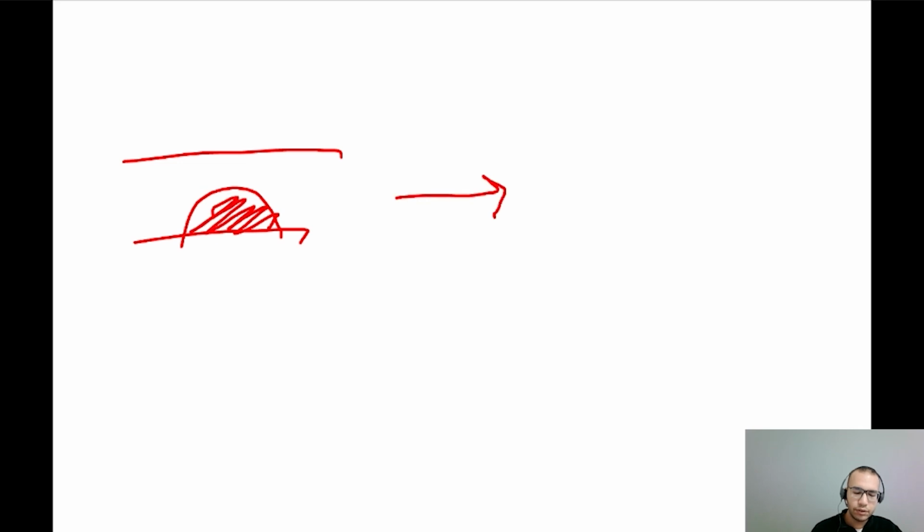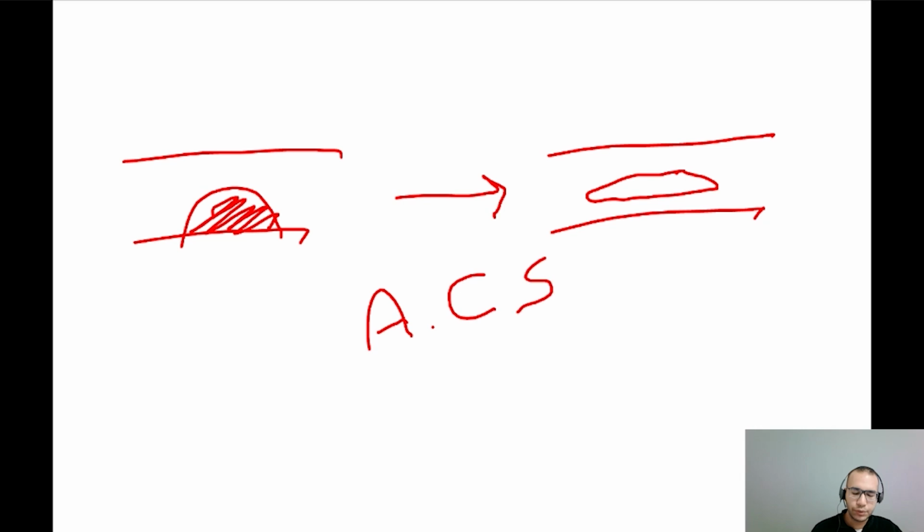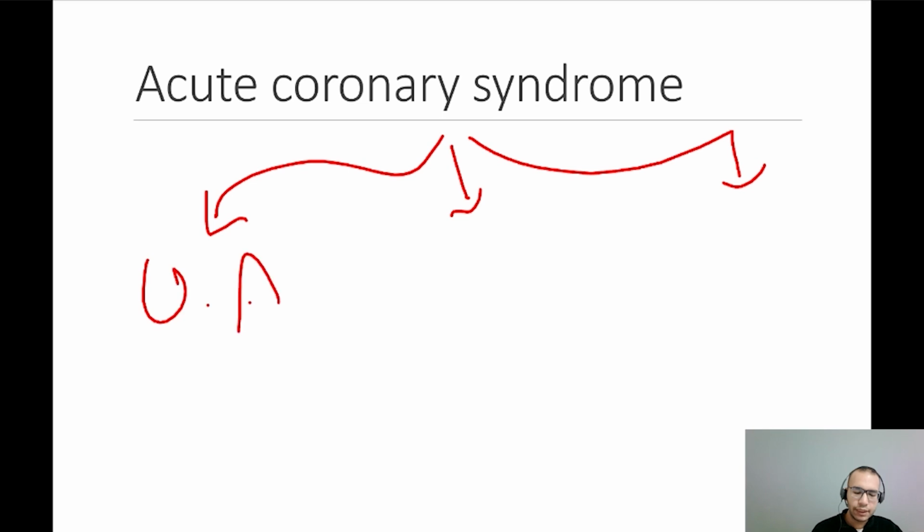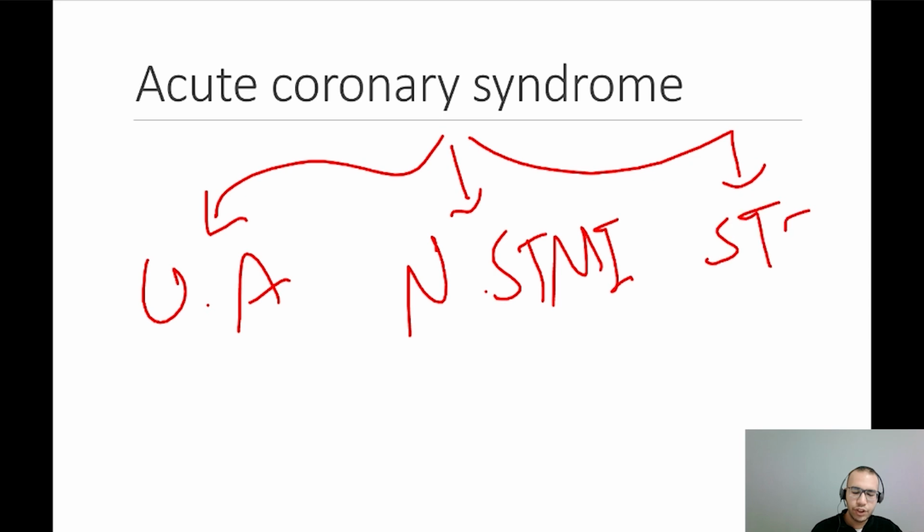The problems do not stop here. With time, the atherosclerotic plaque will not stay stable. It may rupture, leading to the formation of a thrombus. This thrombus will travel across the lumen to give rise to what's known as acute coronary syndromes. We have three types of acute coronary syndromes that you need to be familiar with and be able to differentiate from. The first is unstable angina. The second is non-ST elevation myocardial infarction, and the third is ST elevation myocardial infarction.